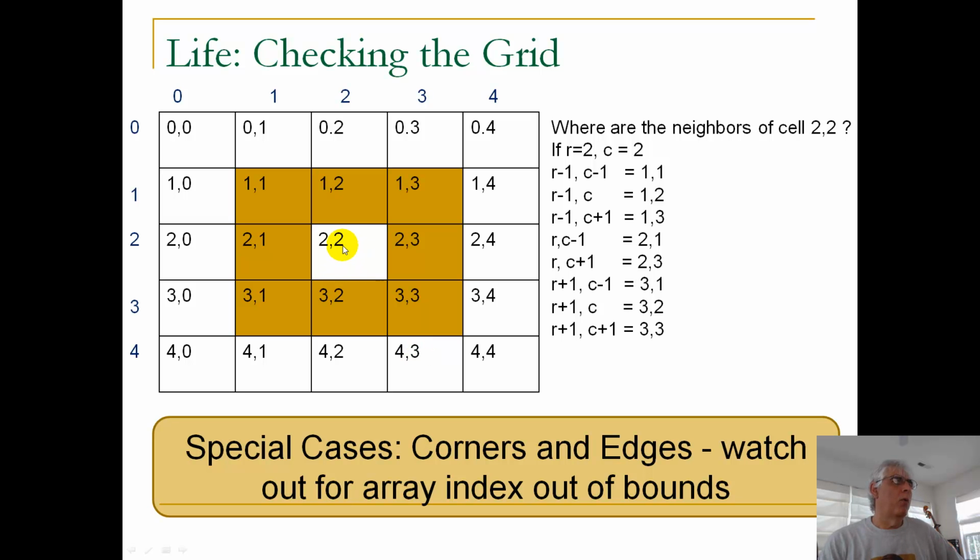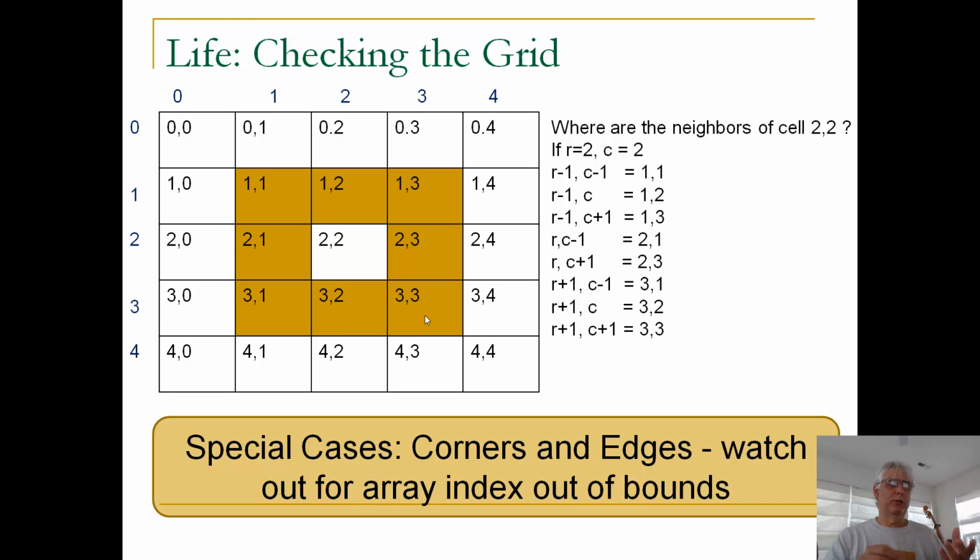So, who are the neighbors of cell 2, 2? Cell 2, 2 actually has 8 different neighbors. It's got a neighbor at 1, 1, row 1, column 1, row 1, column 2, row 1, column 3. It's got a neighbor at 2, 1, a neighbor at 2, 3, and it's got neighbors at 3, 1, 3, 2, 3, 3. Row 3, column 1, row 3, column 2, row 3, column 3.